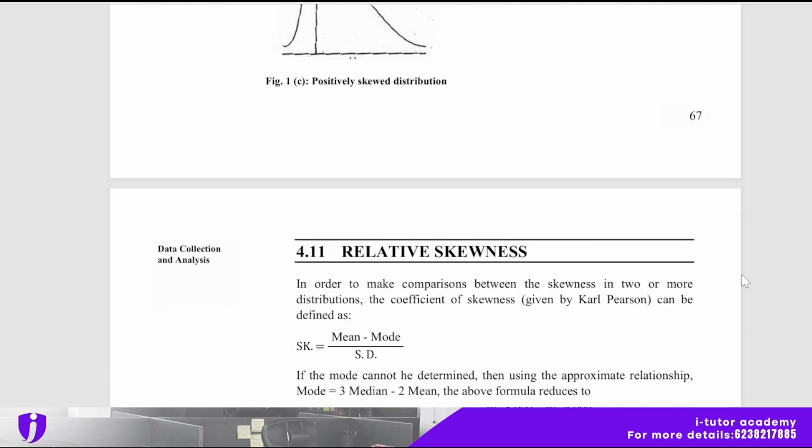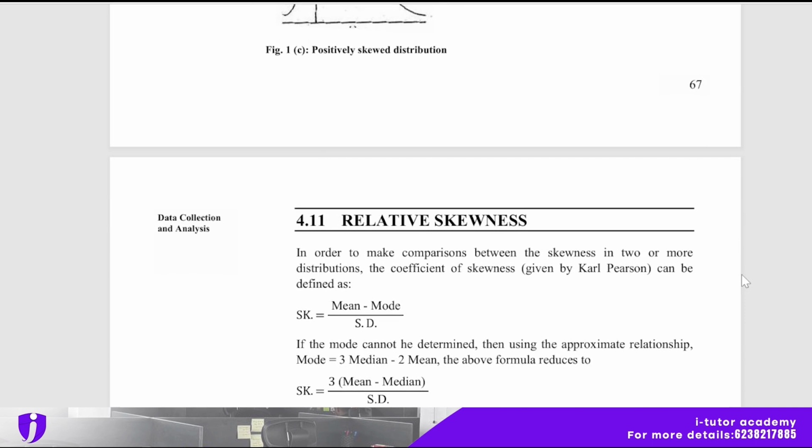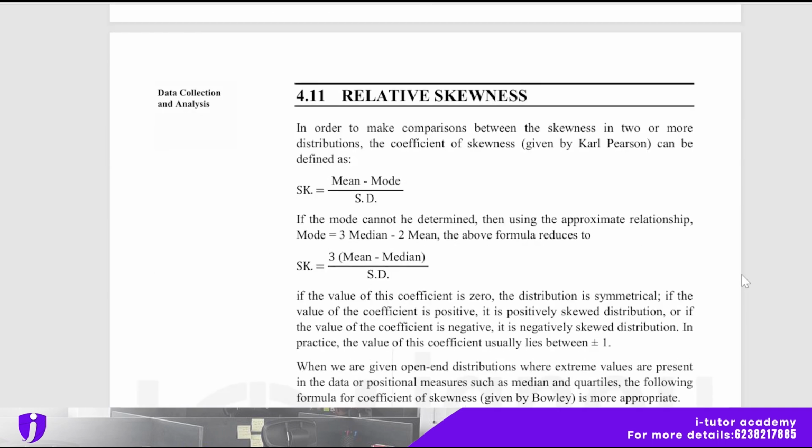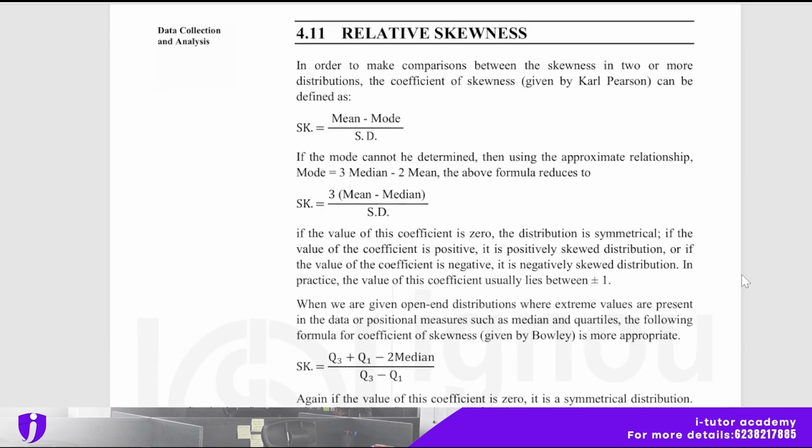Relative skewness: in order to make comparison between the skewness in two or more distributions, the coefficient of skewness given by Karl Pearson can be defined as Sk is equal to mean minus mode divided by SD. If the value of this coefficient is 0, the distribution is symmetrical. If the value of the coefficient is positive, it is a positively skewed distribution, or if the value of the coefficient is negative, it is a negatively skewed distribution. In practice, the value of this coefficient usually lies between plus or minus 1.